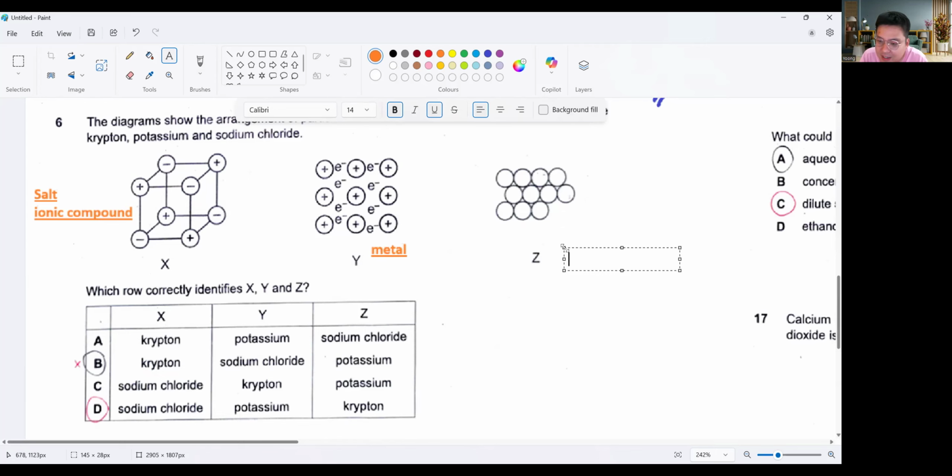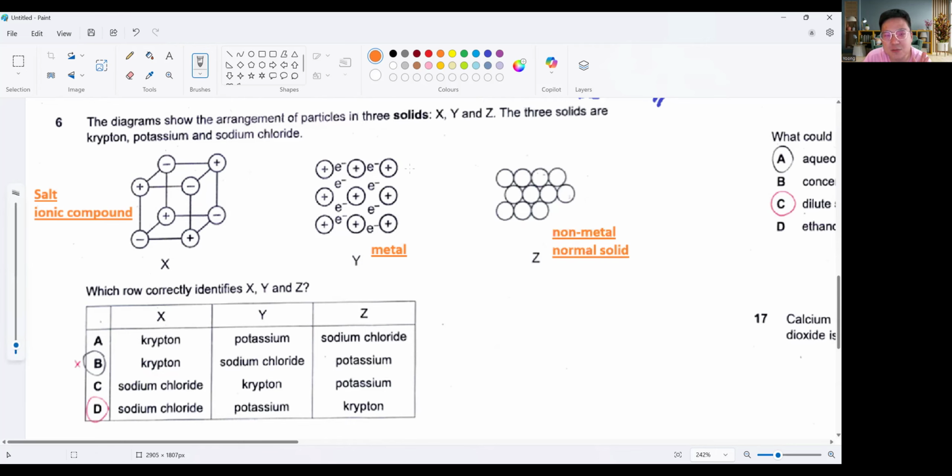And this Z here, there's nothing special about it. So maybe it's just a non-metal, or something, if we had to guess. Or we can say a normal solid. Nothing special about this, but we know for sure that this is not a metal. So I think I have kind of given out the answers.